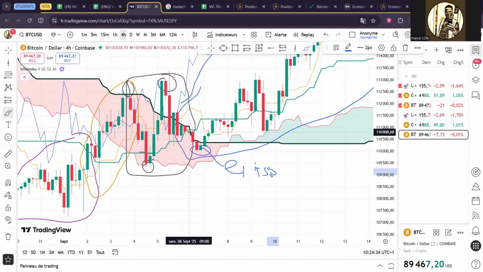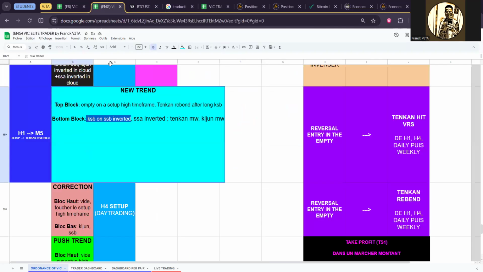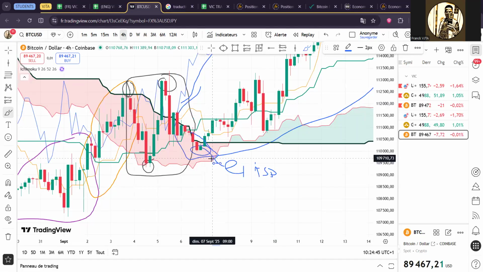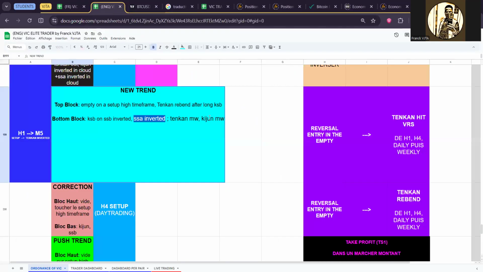Sometimes you can have some candle coming and touching even SSA here. That's why I wrote here SSA inverted. I don't know if I will have the opportunity to find this example. It happens sometimes, maybe on 1 hour. I'll look at it and tell you what I have done. So this is the entry. Another bottom entry can be Kijun MW.